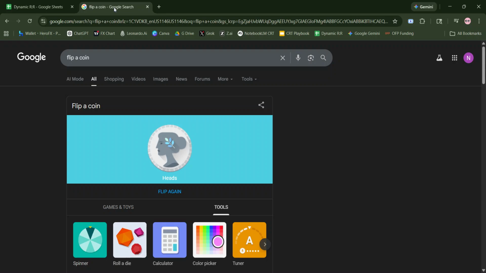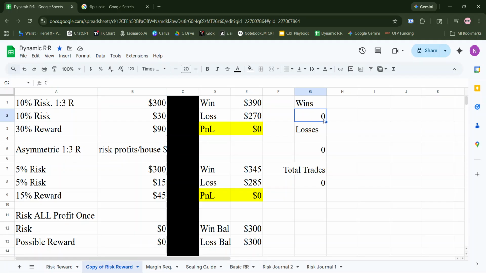To simulate the trades, we're going to do 10 trades by flipping a coin. Heads is the trade will be a winner. Tails means the trade is a loser. So let's get into it. The first trade will be a winner. All right, so we'll put our win there.